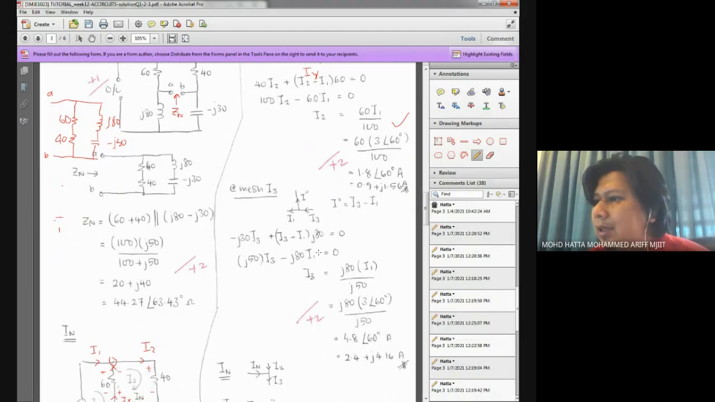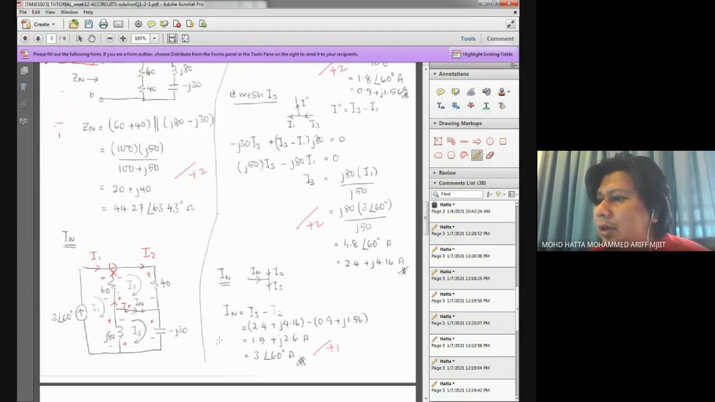And for the third mesh, again, the third mesh is I3, and I know the current flowing through here is a definite I3 because this is the current from the outside, and the current flowing through here is not I3. Maybe I label this one as IX.